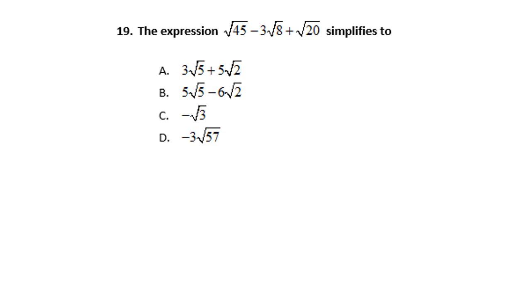Number 19. The expression the square root of 45 minus 3 times the square root of 8 plus the square root of 20 simplifies to A. 3 times the square root of 5 plus 5 times the square root of 2, B. 5 times the square root of 5 minus 6 times the square root of 2, C. Negative square root of 3, D. Negative 3 times the square root of 57.